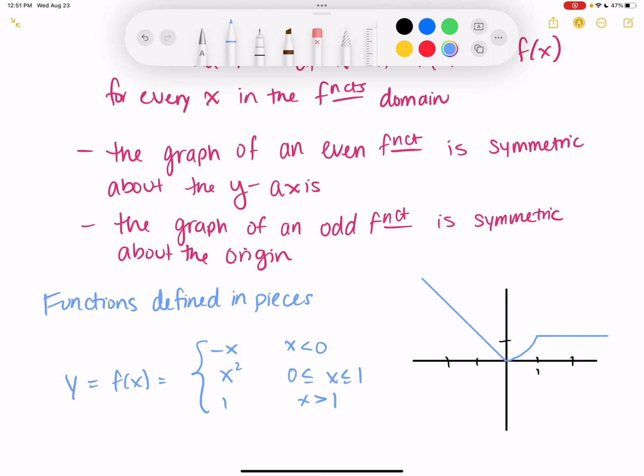Okay. Do you have to close the bracket? No.